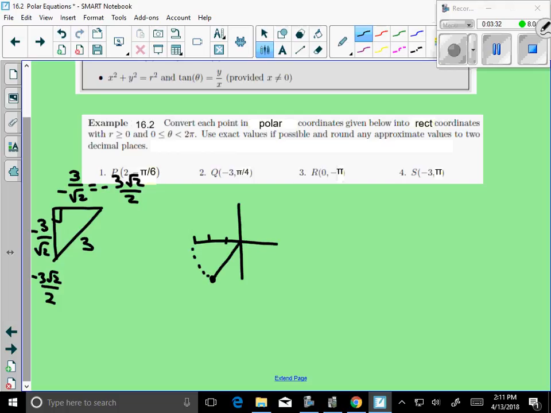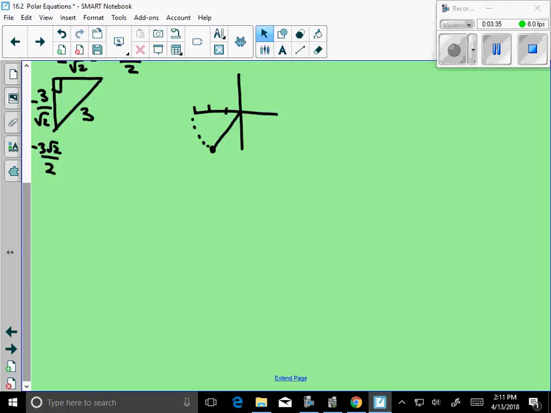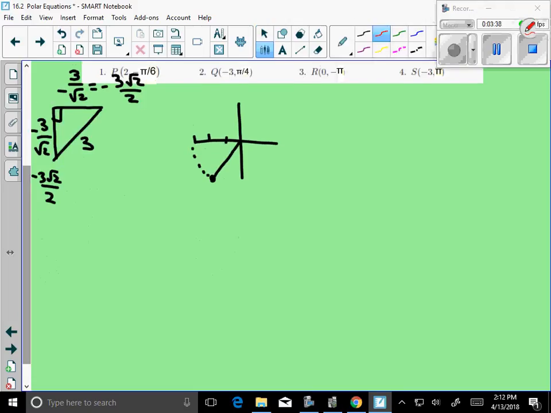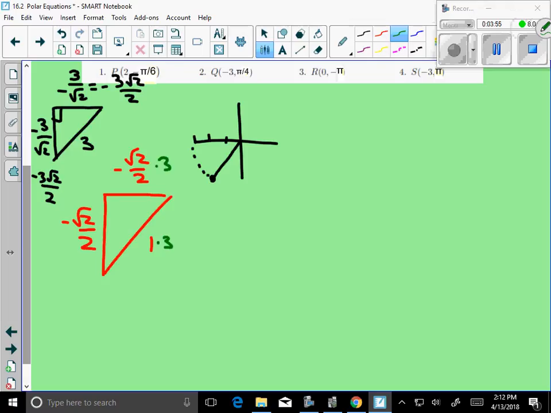Are you with me? What if you didn't recognize that? Well, what if you know unit circle values? I know that in the unit circle, in the third quadrant, if I have, let's say, a hypotenuse of 1, that would make this negative root 2 over 2 and negative root 2 over 2. Well, how much do I have to multiply 1 by to get 3? 3. Doesn't that give me negative 3 root 2 over 2 and negative 3 root 2 over 2? Yes, it does. So the coordinates of this point in rectangular form are left negative 3 root 2 over 2 and down negative 3 root 2 over 2.